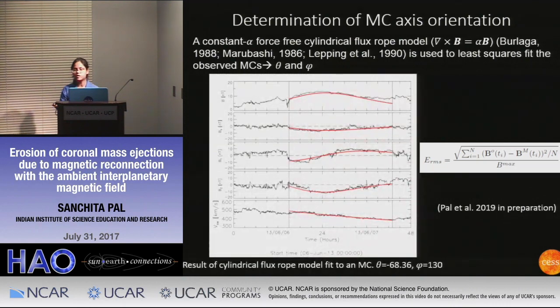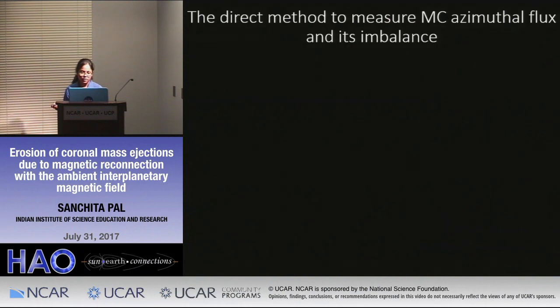This is the result of the magnetic cloud modeling. The black line is the real data, and the red one is the model data. Using this flux rope fit model, we found the theta and phi of this magnetic cloud as these values. Next we come to the direct method, where we use this theta and phi information.